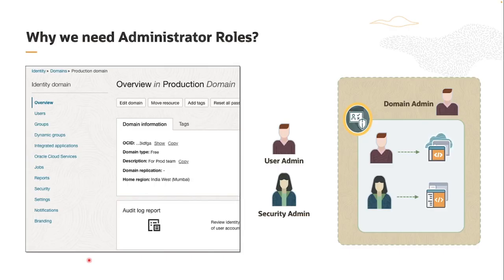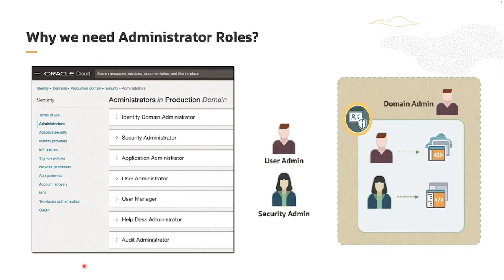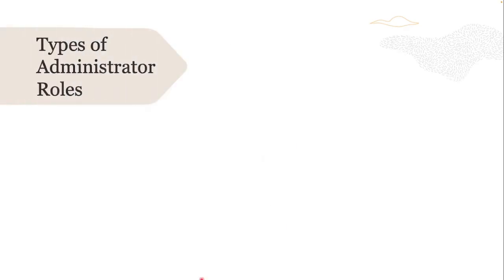And to address the same, now the OCI identity domain has predefined administrator roles, and it allows domain admin to assign specific roles to other users. And as mentioned, these roles are predefined and come with a broad set of permissions for managing the identity domain and its components without the need to write any complex policy statement. Now let us quickly look at the available administrator roles and their associated permissions.